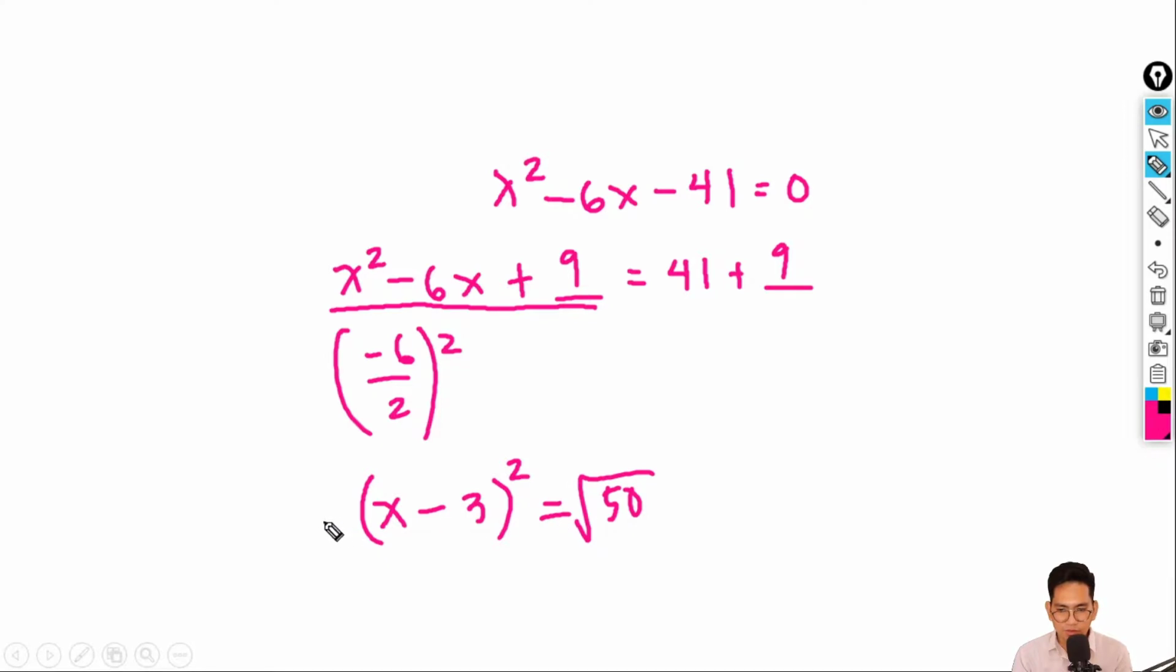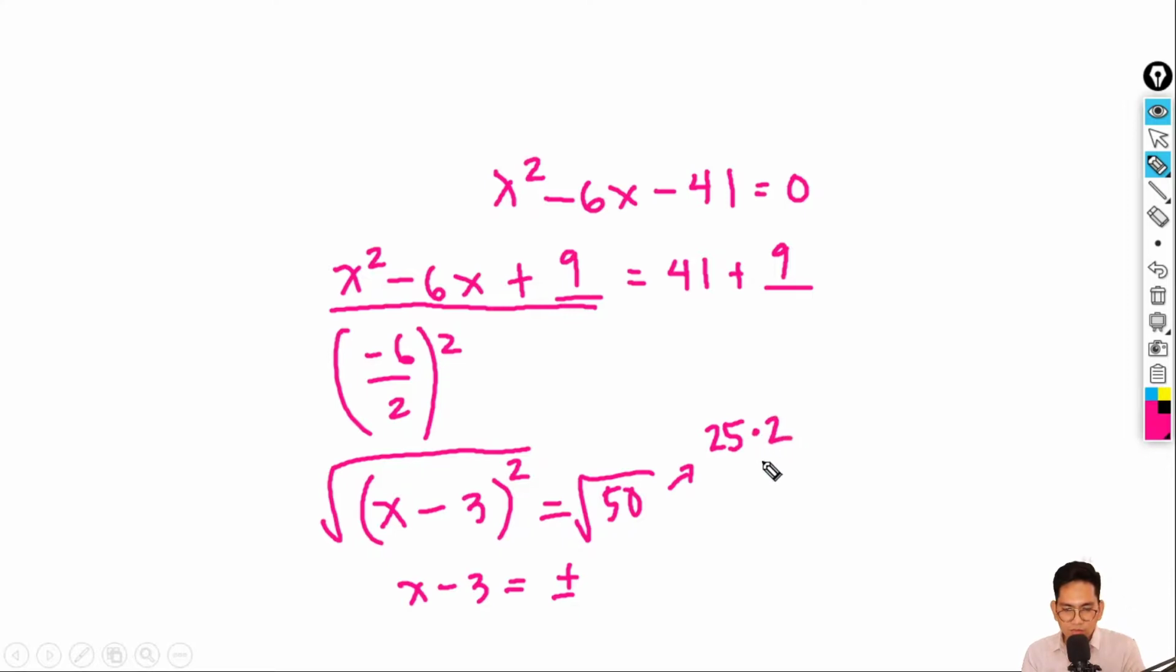Getting the square root of both sides of the equation, or the square root method, we have x minus 3 is equal to positive negative. How about the square root of 50 this time? This is not a perfect square number. But remember that 50 can be written as 25 times 2, one of which is a perfect square number, which is 25. Therefore, we can get the square root of 25, which is 5. But the square root of 2 will remain as square root of 2 if we do not have a calculator on our side.